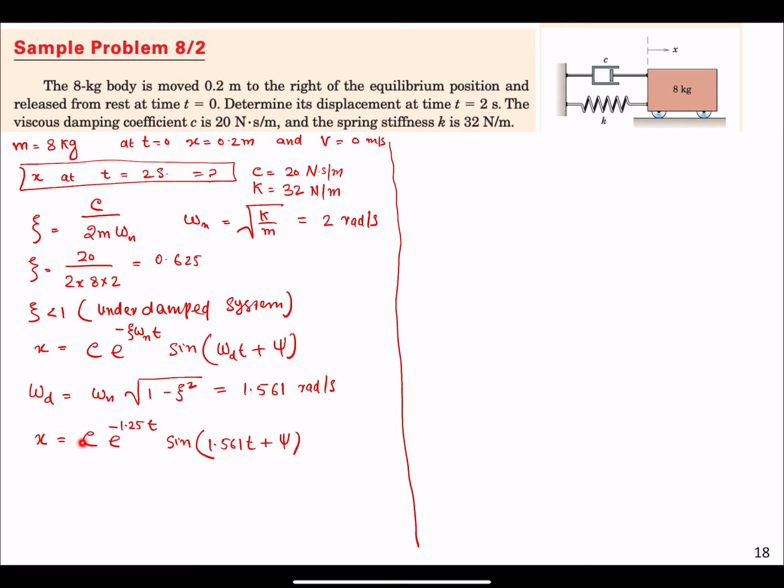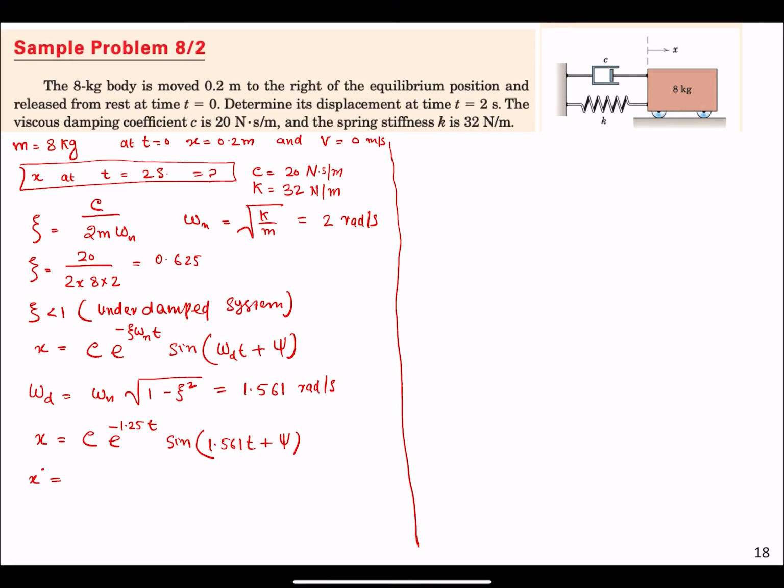To calculate C and psi, we will use the initial conditions, which are the conditions here. To use these conditions, we need to calculate x dot, which is the velocity. So we will differentiate this equation with respect to time. Obviously this equation consists of two terms containing time, so we will need to use the product rule for differentiation.